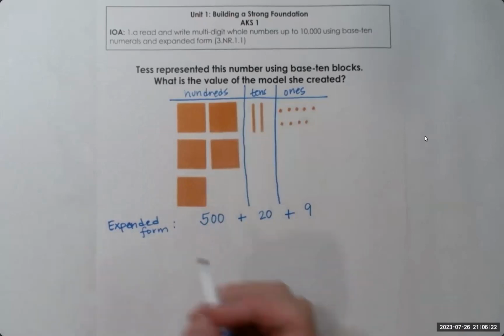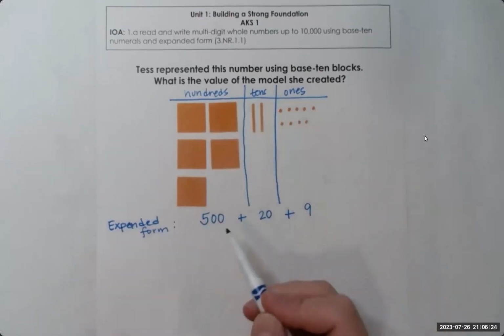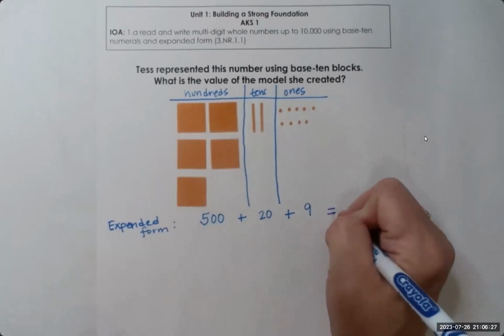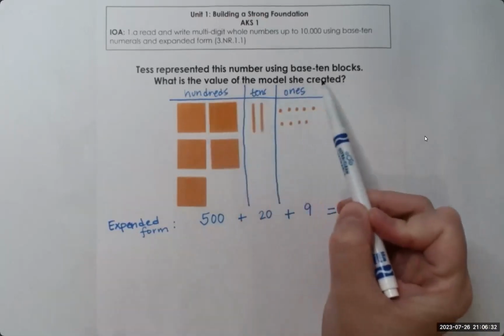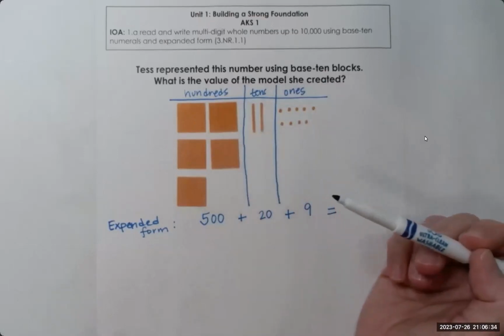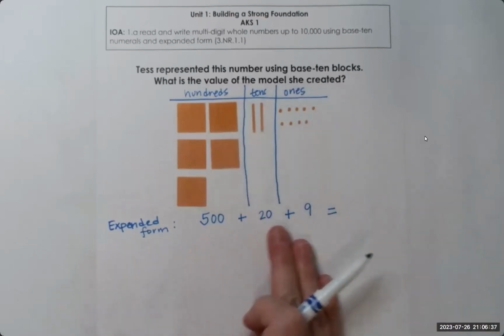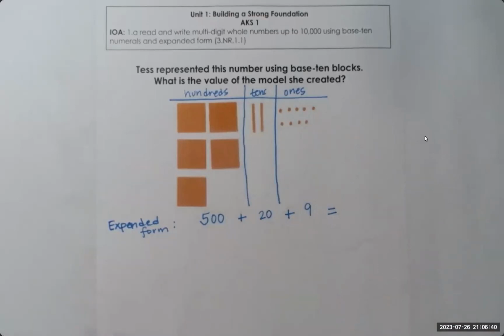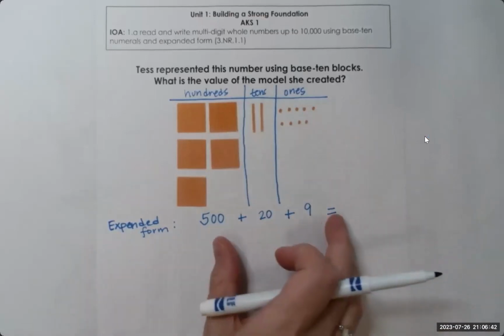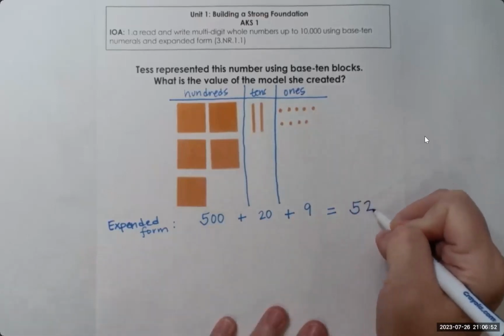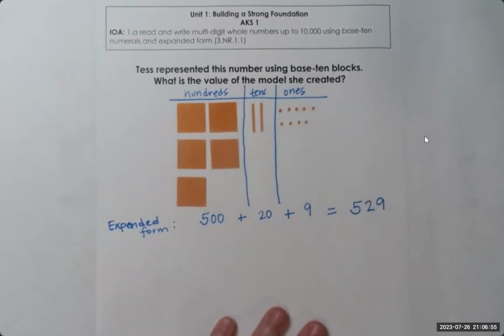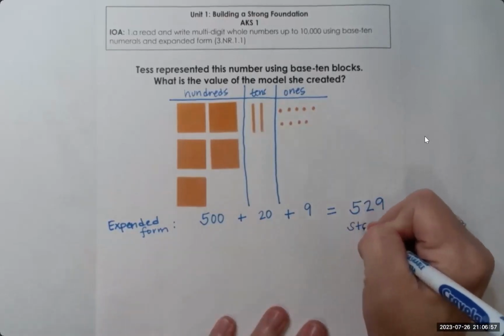Okay, so with this expanded form of my number, I can put it all together to find the total value of this number, because that is what the question is asking me to do. What is the value of the model she created? If I put each of these values together, because this is my expanded form, then that number is written in what we call base 10 numerals, or standard form, and that is 529. So we call this standard form.